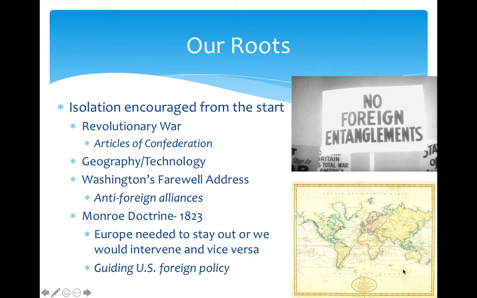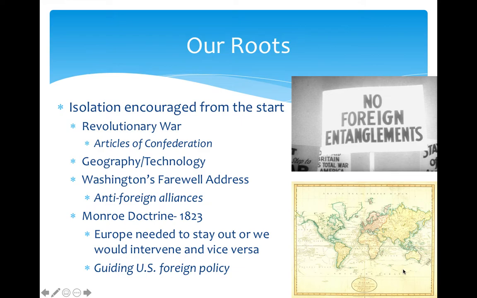But then we also have geography and technology. I think that's probably the most important point there. I would definitely note geography. Might be on the test. Isolation is encouraged because of our geography. As I mentioned before, the two oceans really have separated us.